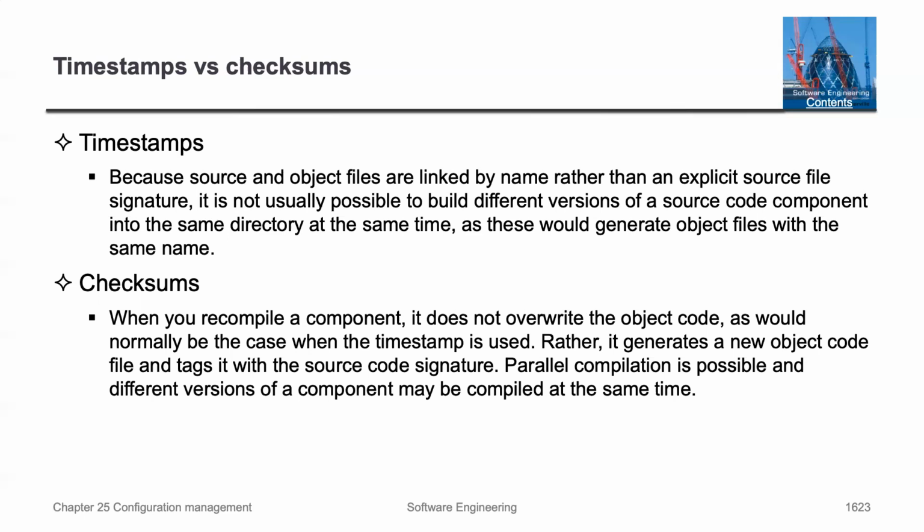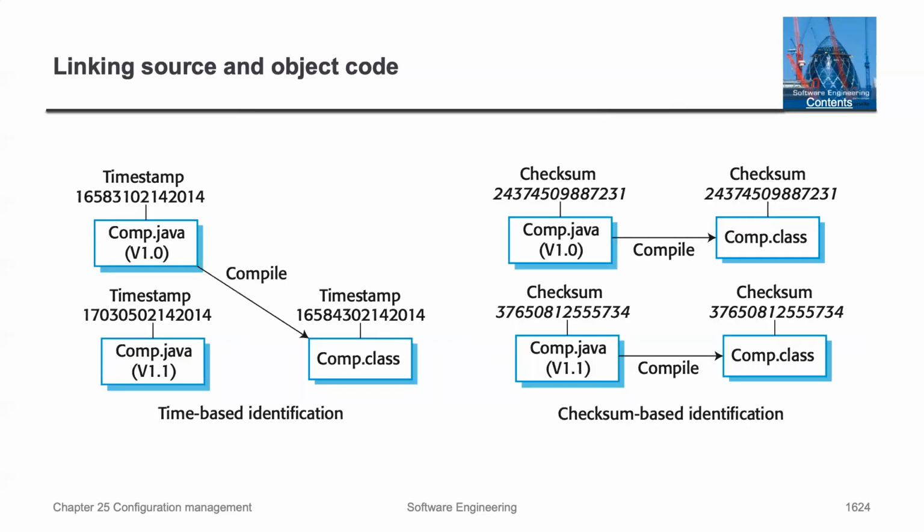Checksums: when we compile a component, it does not overwrite the object code as it would normally be the case when the timestamp is used. Rather, it generates a new object code file and tags it with the source code signature. Parallel compilation is possible, and different versions of the component may be compiled at the same time.